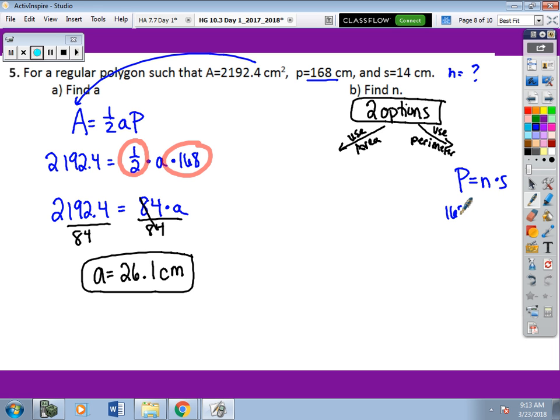The perimeter is 168. The number of sides we don't know. The side length is 14. Simple. Divide by 14, we get 12. Anyone remember what that is called? A 12-sided polygon? Brett? Isn't it like a dodecahedron? Yes.